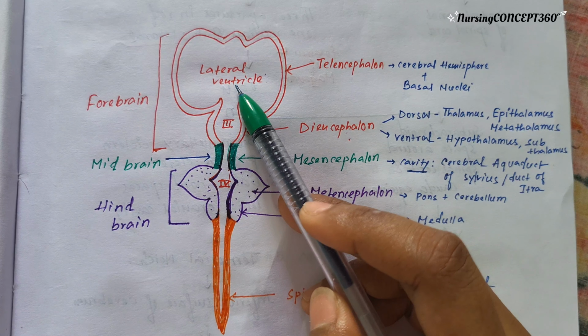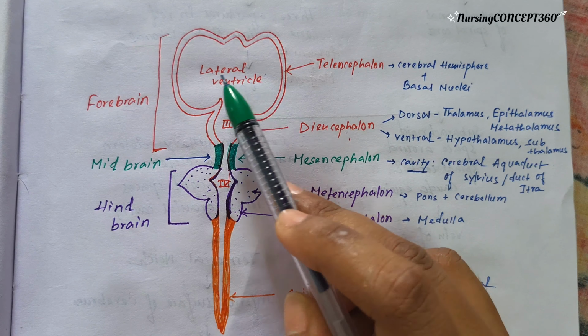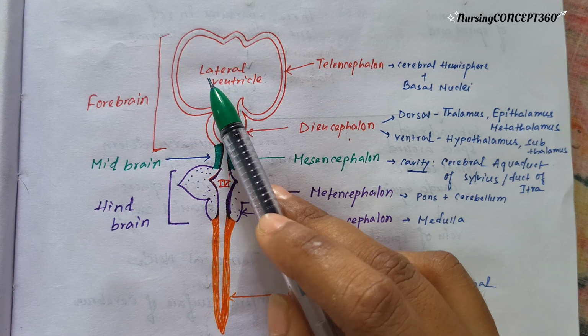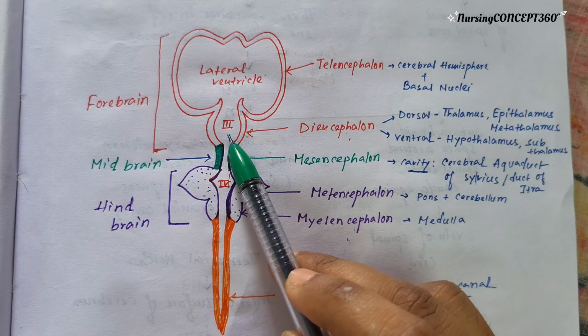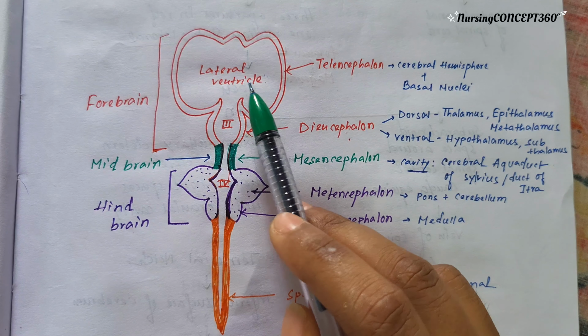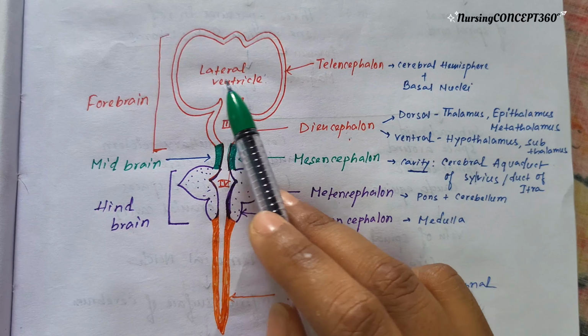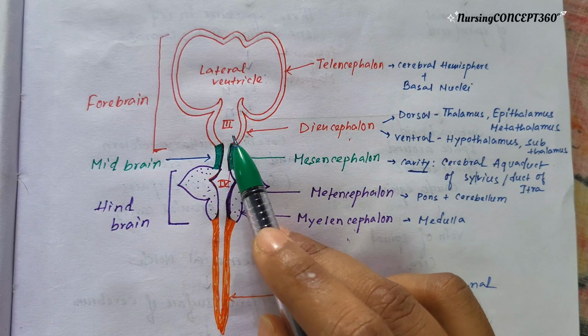Let's see the ventricles of the brain. In the telencephalon there are two ventricles, called the lateral ventricles, the first ventricle and second ventricle, and in the diencephalon there is the third ventricle. So in the cavity of the telencephalon there are the two lateral ventricles, and in the diencephalon the cavity is the third ventricle.